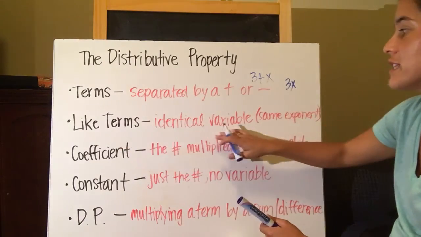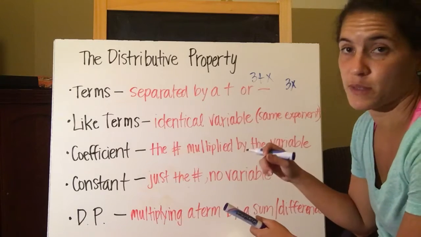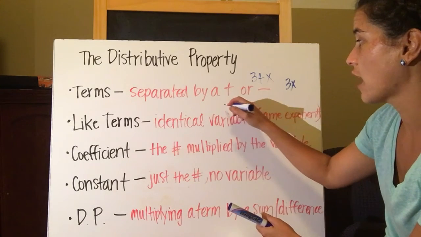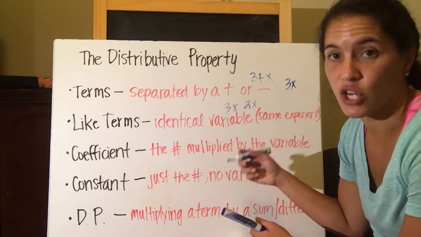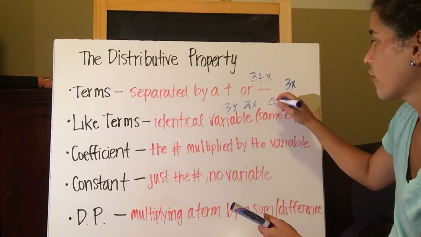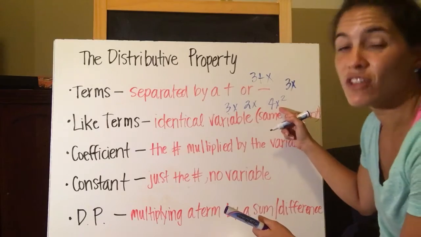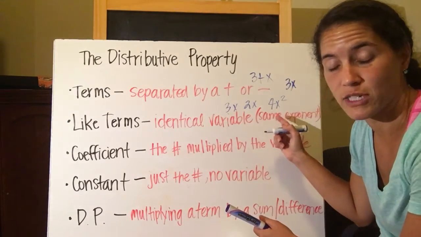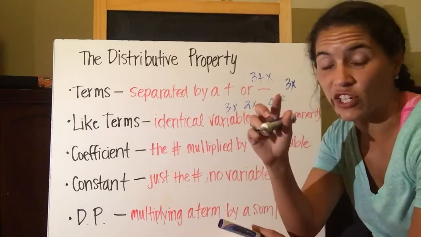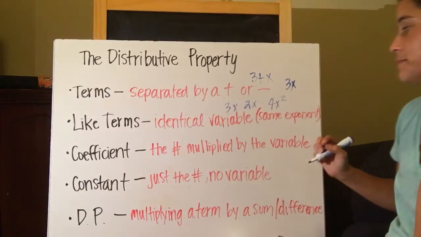Like terms have identical variables. That means they have the same exponents. For example, you could have 3x and 2x, and those are like terms. If you had 4x squared, even though it's an x, it is not a like term because the exponent is different. So only if it's identical, the same variable and the same exponent.